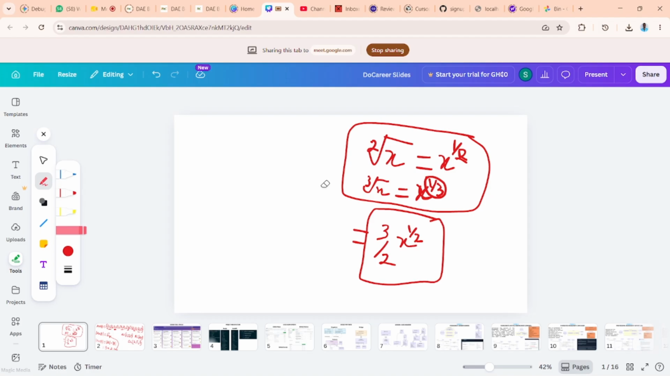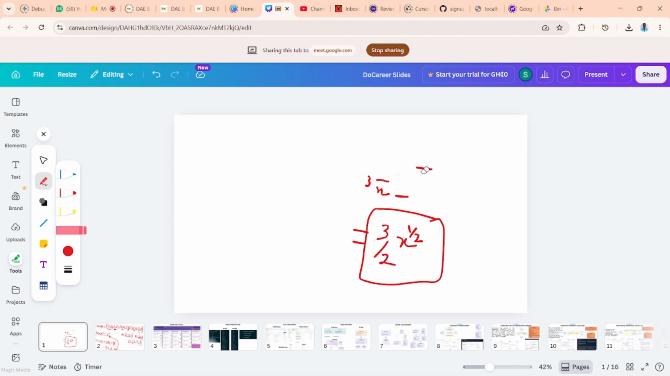Next, we are going to deal with some function like that I want us to differentiate.